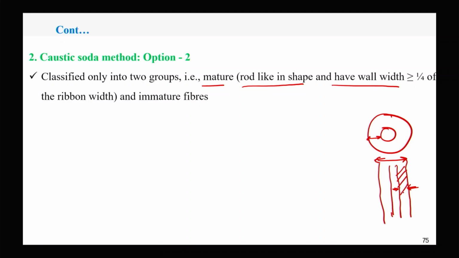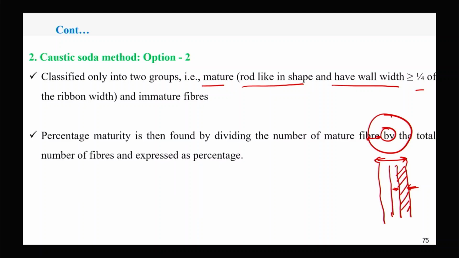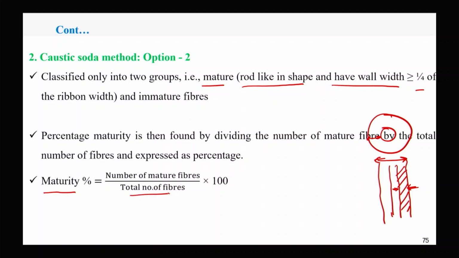If this wall width is more than 1/4 of the total width, we will call it a mature fiber, and if it is less than that, then it will be an immature fiber. So simply it is the maturity ratio, the maturity percent: the number of mature fibers divided by the total number of fibers. That way we can calculate the maturity percent.